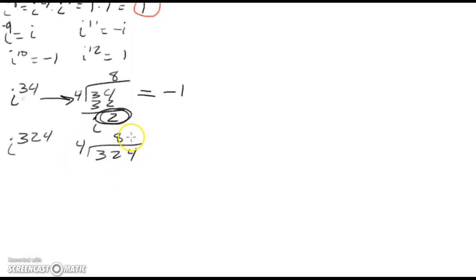It goes in there 1 time. So this is 32, which is a perfect 0. It goes into 4 1 time, which is 0. There's no remainder, which means that this is a multiple of 4. i to the 4th is 1.